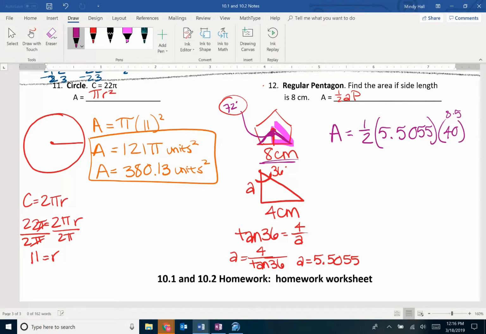So then 5.5055 times 40 times 1/2 is 110.11, and this is centimeters squared.